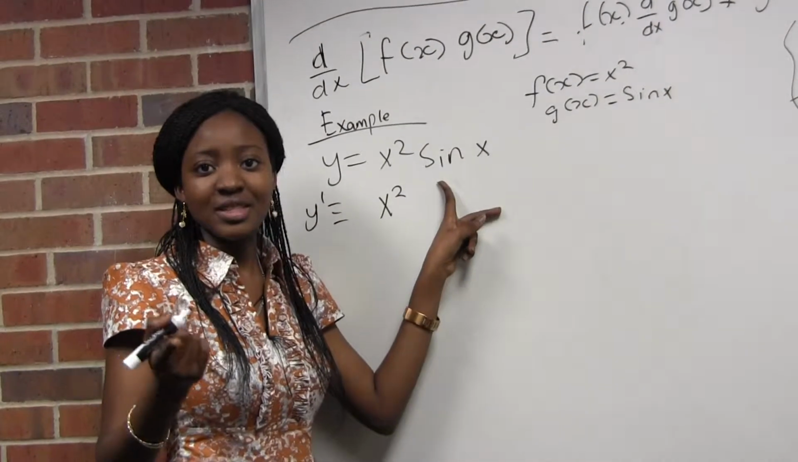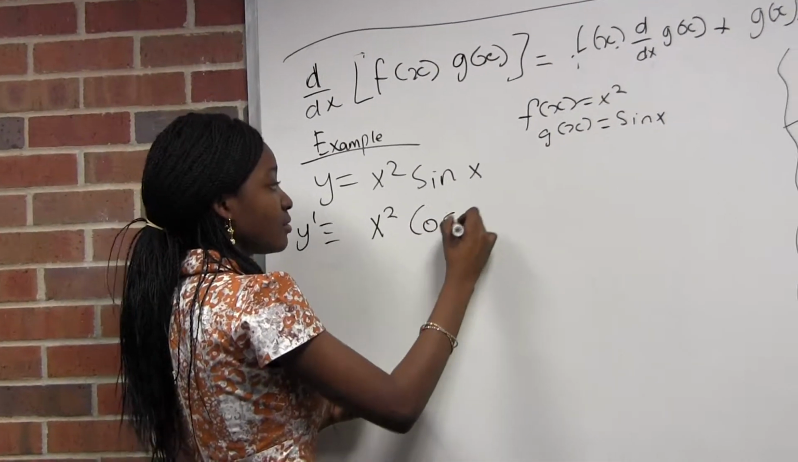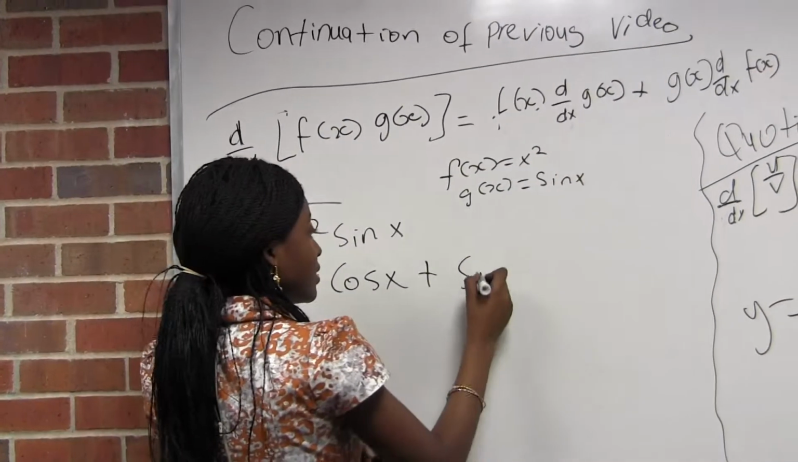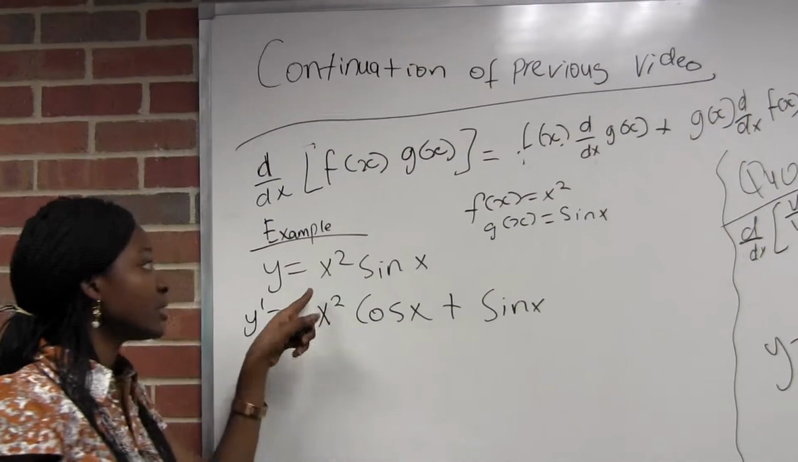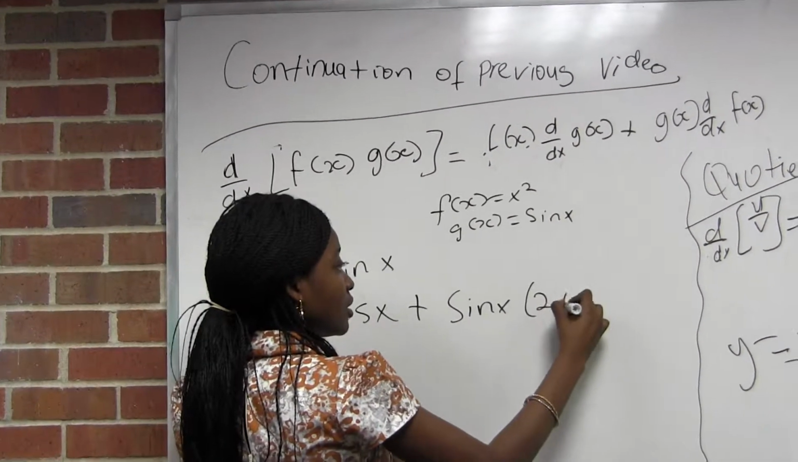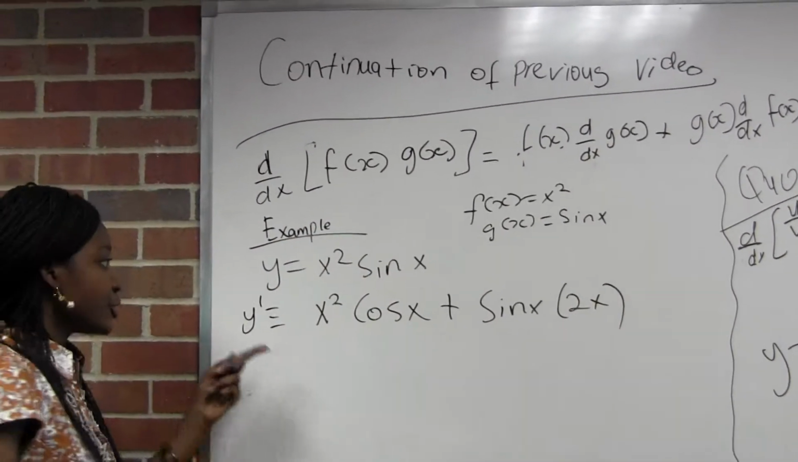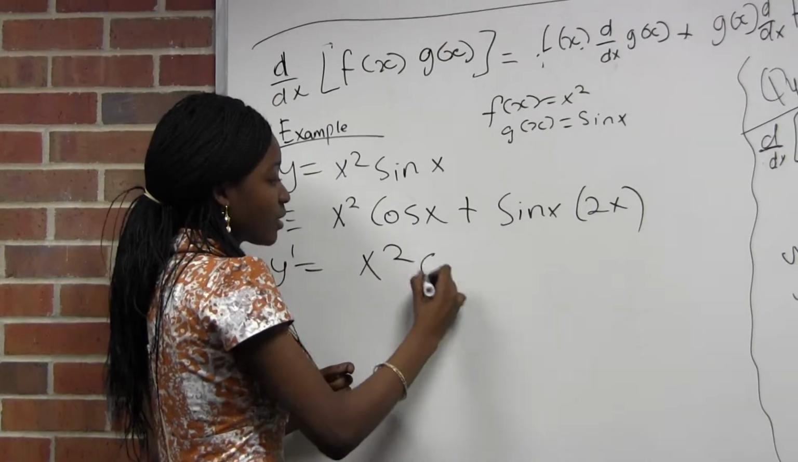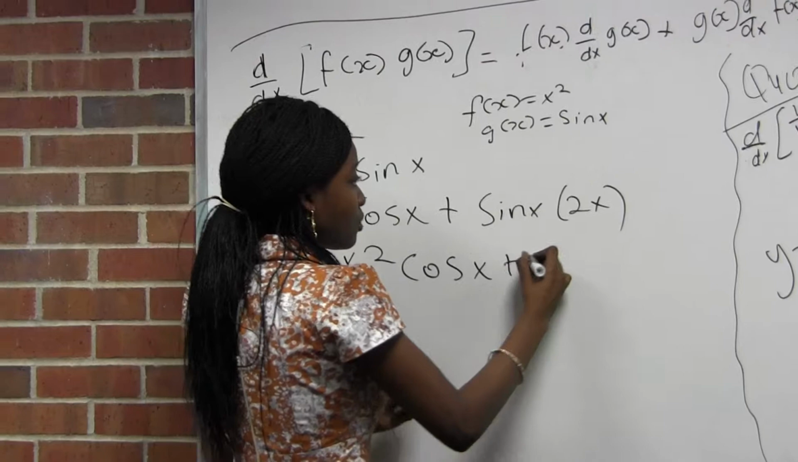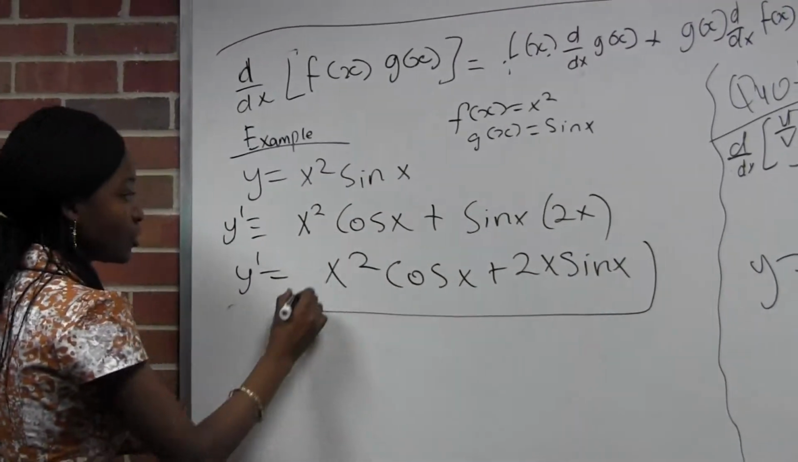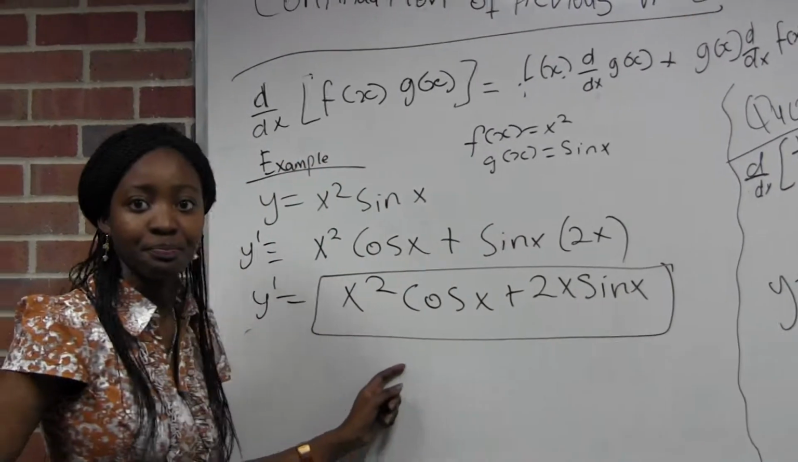What is the derivative of sine x? It's cosine x. And then sine x, which is g of x, times the derivative of x squared. Making use of the power rule is just going to give me 2x. So the derivative of this function is x squared cosine x plus 2x sine x, and that is your answer. So it's easy as that.